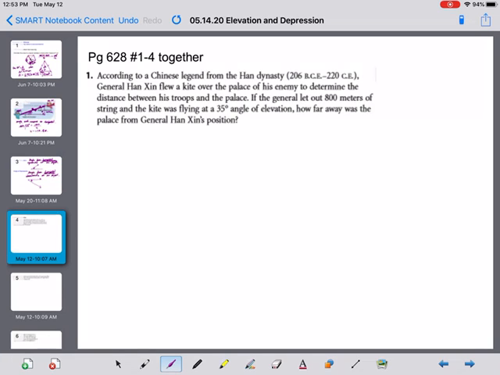Okay, so let's draw a picture. The kite has 800 meters of string. There's the kite. There's the palace. And we have the angle of 35 degrees. How far away was the palace from the general's position?